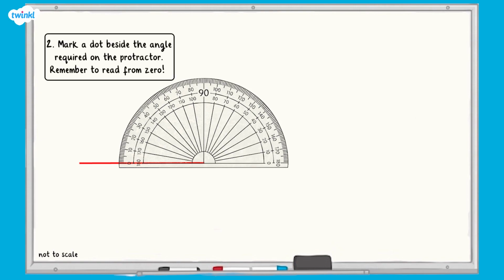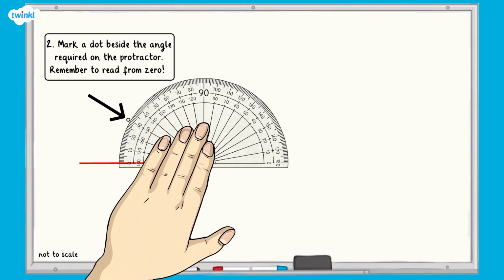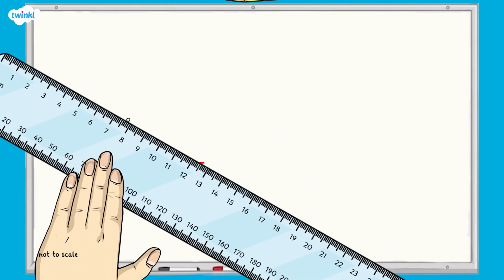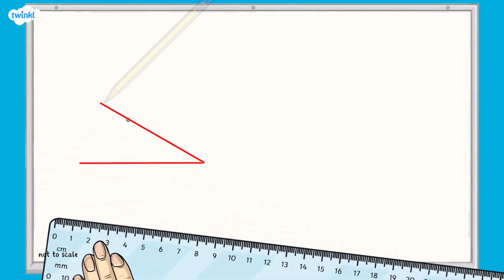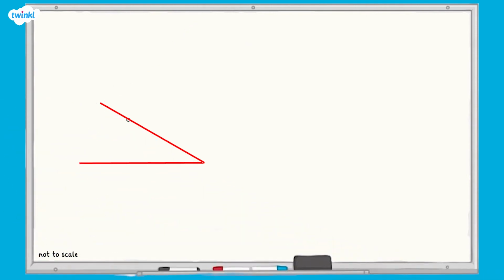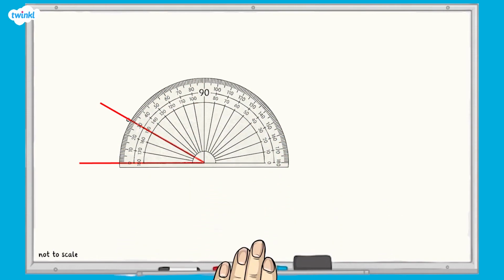Mark a dot on the exact position of the angle required. Finally, remove the protractor and use a ruler to join the dot back to the original straight line. Check the angle looks correct, or use your protractor to remeasure. Here we were drawing an angle of 30 degrees, which is an acute angle and is less than 90 degrees.